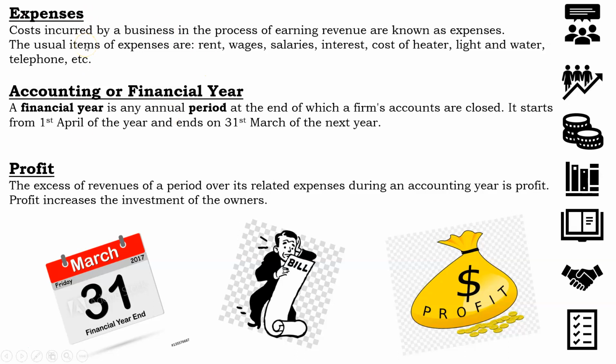Next, accounting or financial year. A financial year is any annual period at the end of which a firm's accounts are closed. It starts from 1st April of the year and ends on 31st March of the next year. So there is the calendar year and the other is the financial year. Calendar year starts from 1st January and ends on 31st December. But here the financial year, that is the business year, is an annual period. It means it has 12 months only, but it starts from 1st April of the year and ends on 31st March of the next year. Okay.